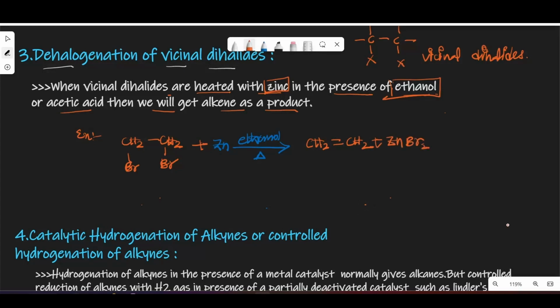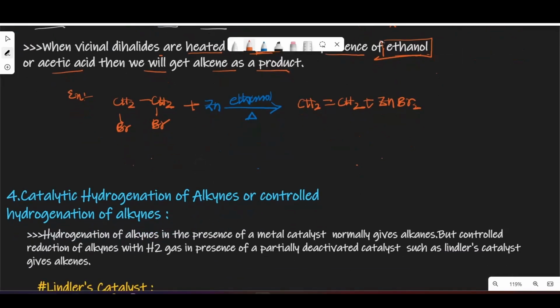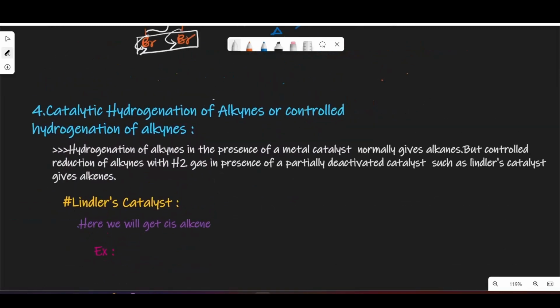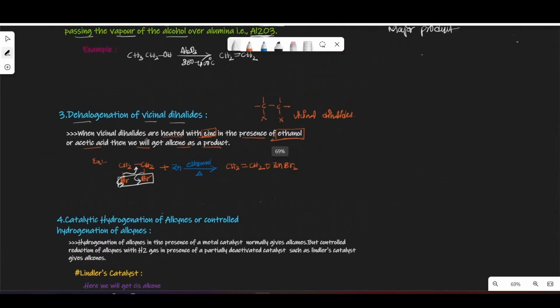This is the simple example for this. In this mechanism, there is no need to remember much: just remove this bromine and shift this bond towards here, and this bromine leaves as a leaving group. So just remove this Br2 and make a bond between carbon and carbon. Then we will get an alkene as a product. So this is about dehalogenation of vicinal dihalides.